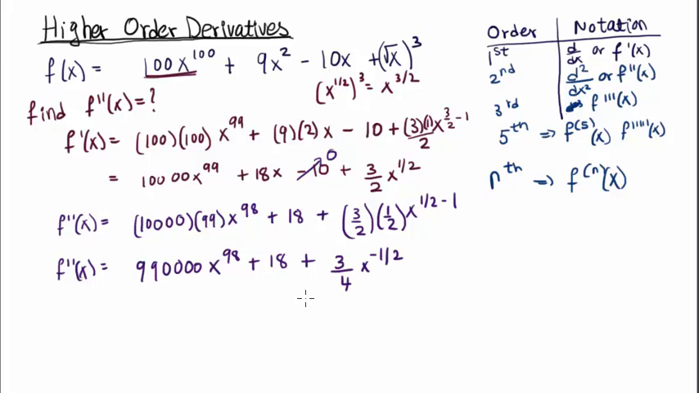So that's it. This right here, if you want to simplify this term, instead of saying 3/4 x to the negative 1 half, you could have written this as 3 over 4 square root of x. Okay, but this really isn't necessary. If you got this far, you get the idea. So let's do one more quick example on the next slide.